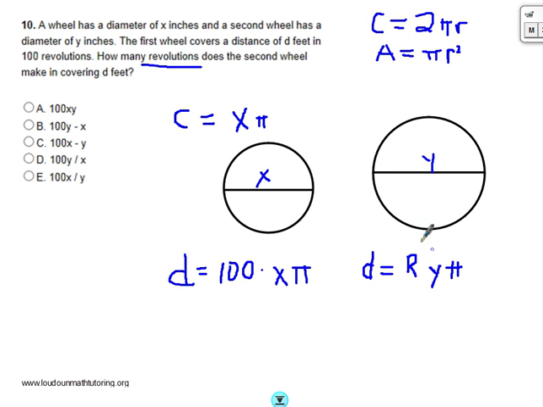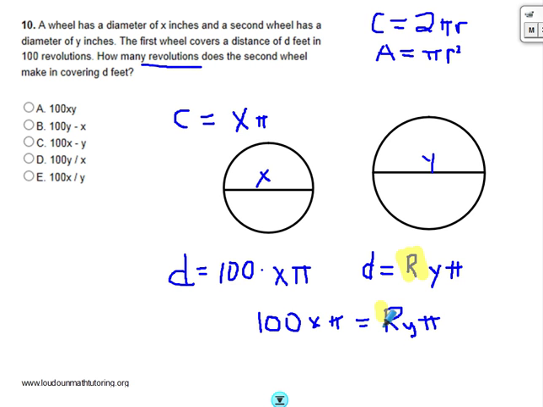Now, we know that these two distances are going to be the same. We just know that this circle does it in 100 revolutions, this circle does it in r revolutions. So since we're trying to find r, that's the variable we're going to solve for. So the distances are equal. Let's set these two equations equal to one another. 100 x pi is equal to r times y pi.